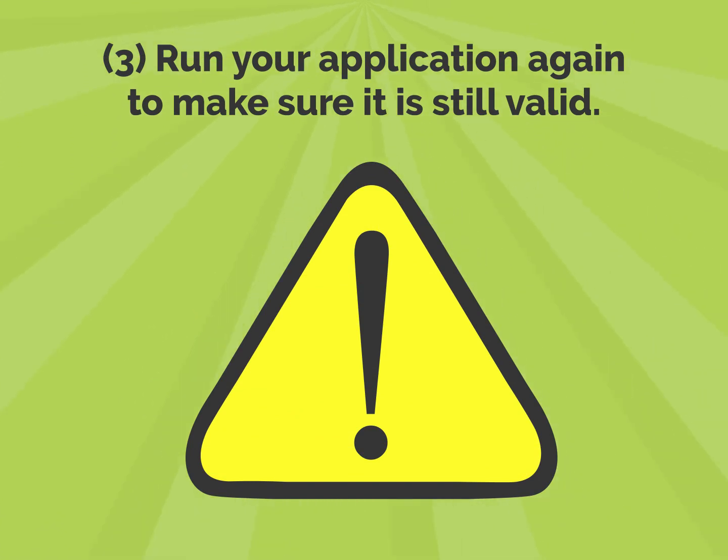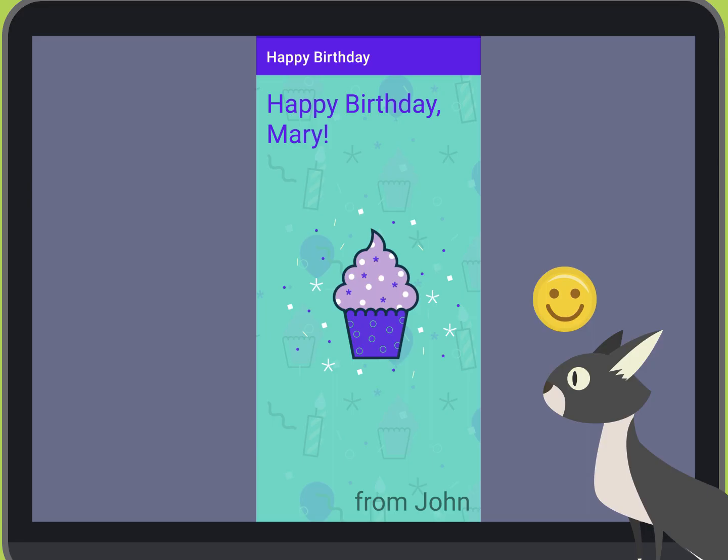3. Run your application again to make sure it is still valid. You've added the picture to the Happy Birthday app and followed the accessibility guidelines. And make it easier to translate into other languages.